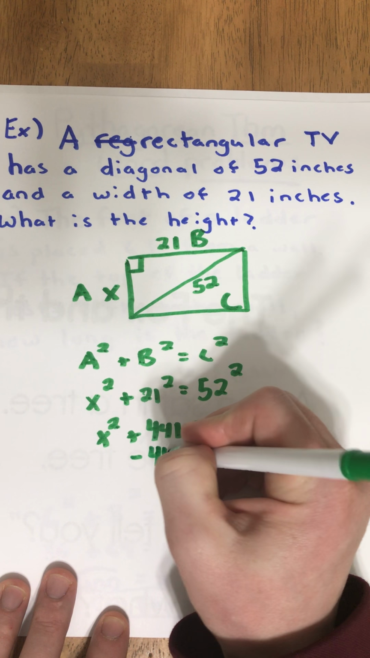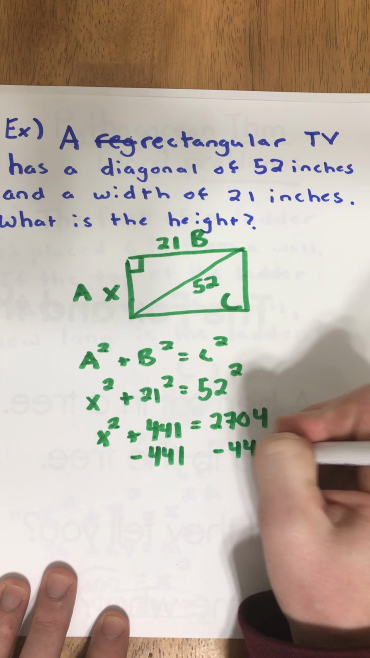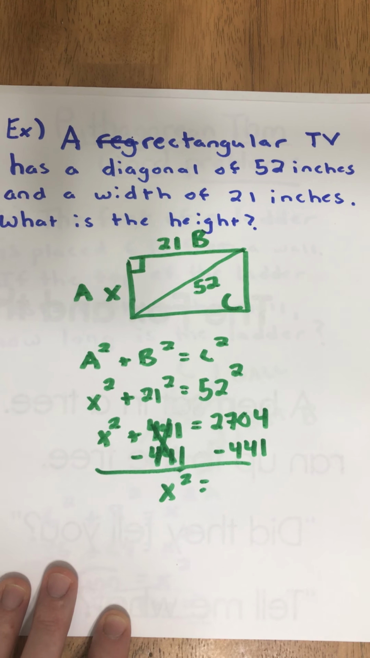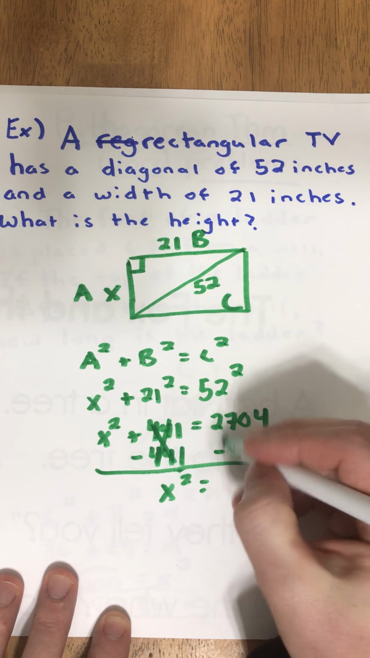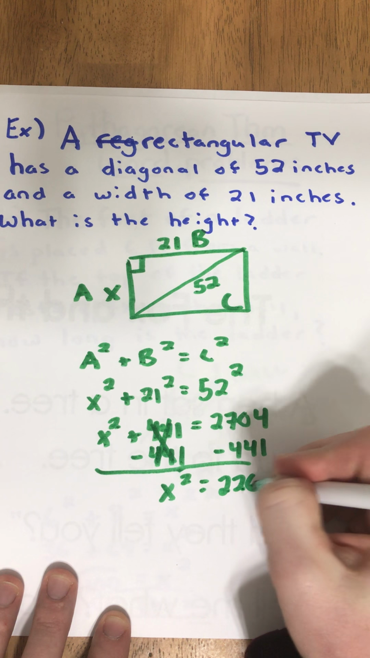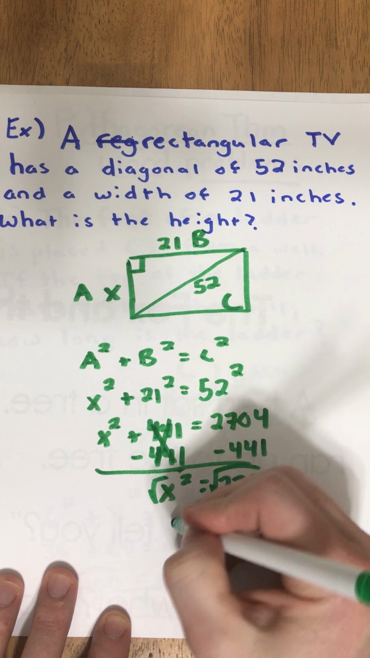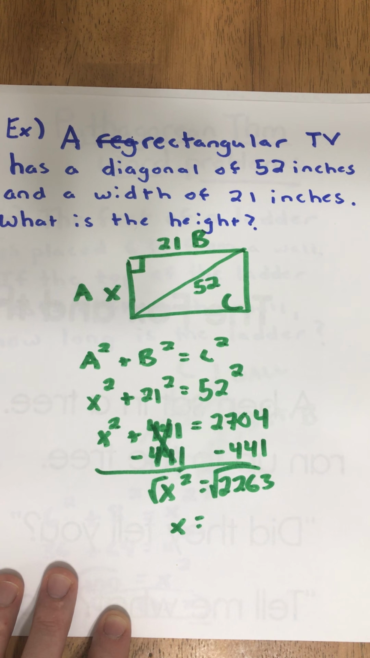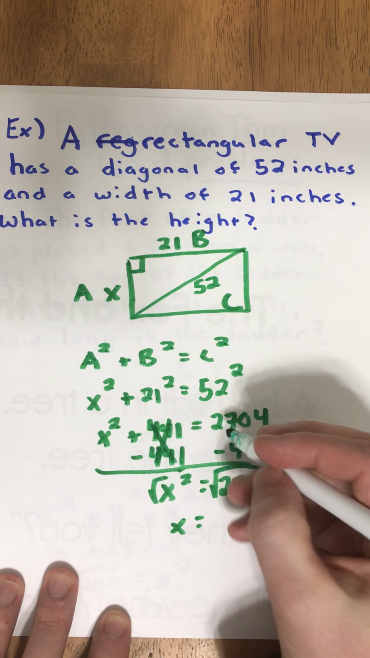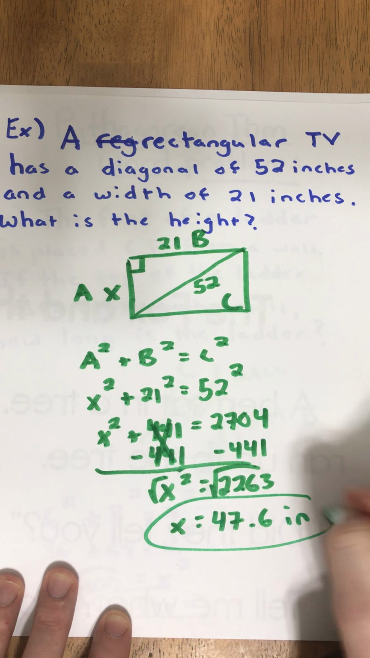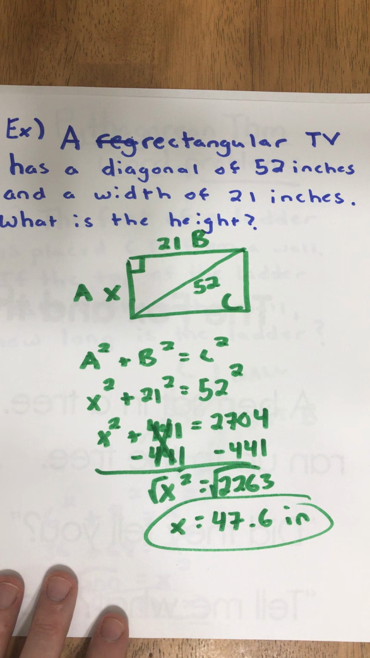Now I'm going to solve that just like I would any normal Pythagorean theorem problem or any equation. I'm going to take 441 away on both sides. So I get x squared equals 2,704 minus 441, which will give me 2,263. And to finish off, I'm going to take the square root of both sides. So when I take the square root of 2,263, I get approximately 47.6 inches, which should be my height of my TV.